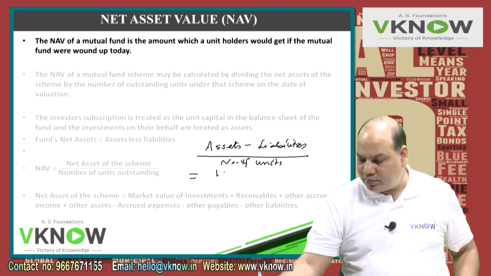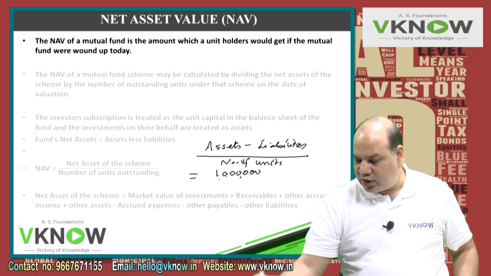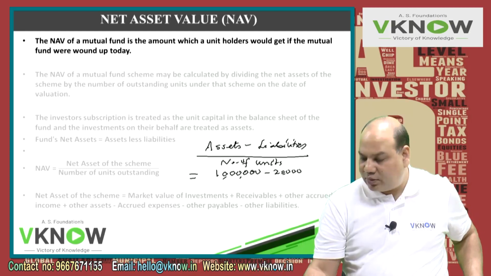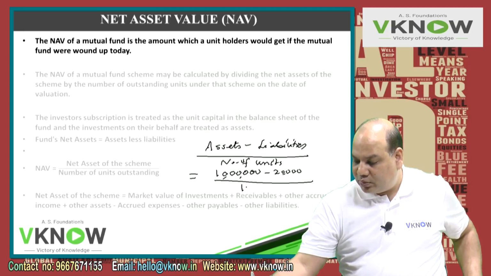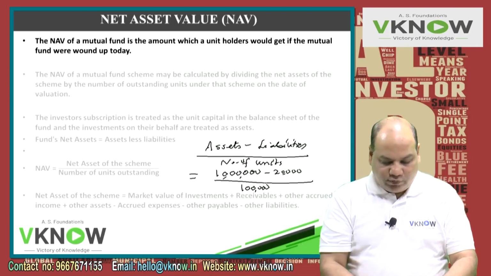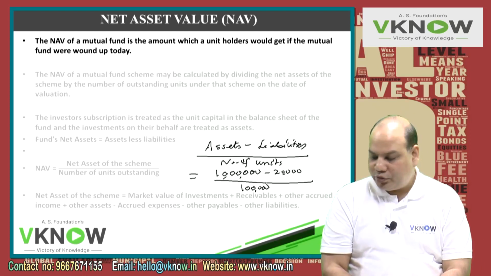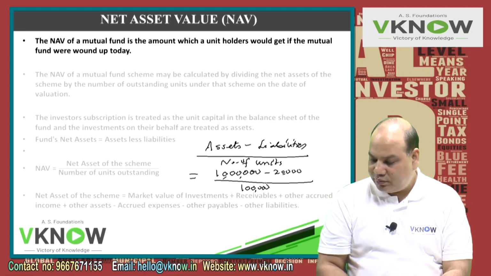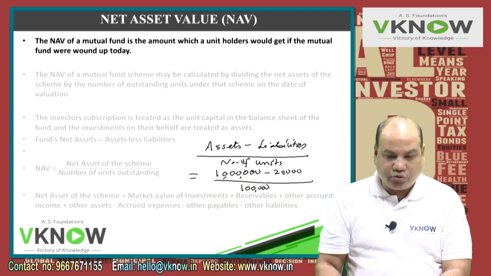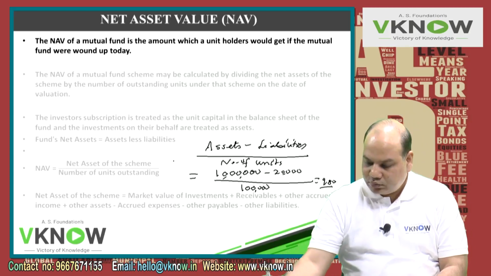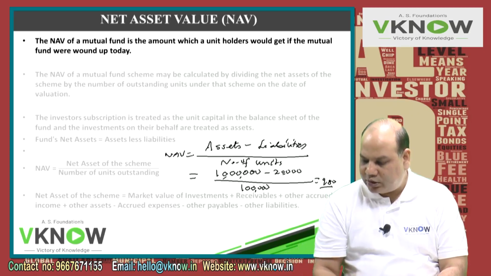To make your understanding simple, suppose the value of the assets is 10 lakh and there may be some 20,000 liabilities like fees payable to the fund manager, divide by number of units, 1 lakh. So the value of your assets is 10 lakh. Type 10 lakh on the calculator, minus there may be some accrued liabilities, some salary payable or fees payable, and then divide by number of outstanding units, 1 lakh. So you are getting 9.80. This is NAV. As simple as this.